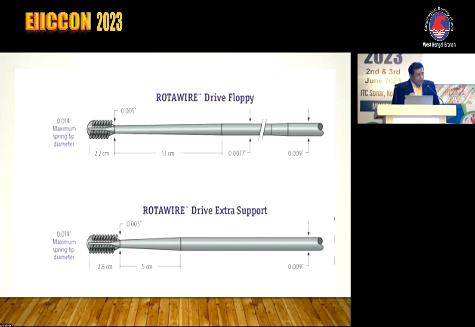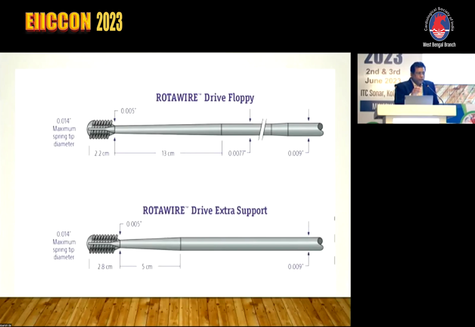One of the most important components which one should know is the rota wire. So the rota wire is unlike the 0.014 wire, which is generally the normal thickness of the wire we use. This is 0.009, and it tapers down to 0.0077, then 0.005 in the distal portion. Then again, the last portion is 0.014.